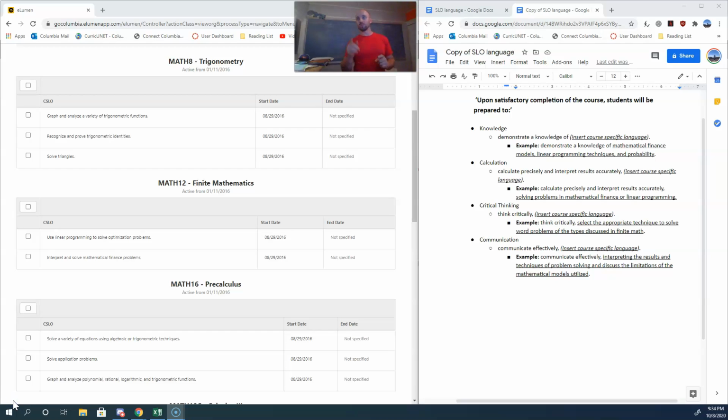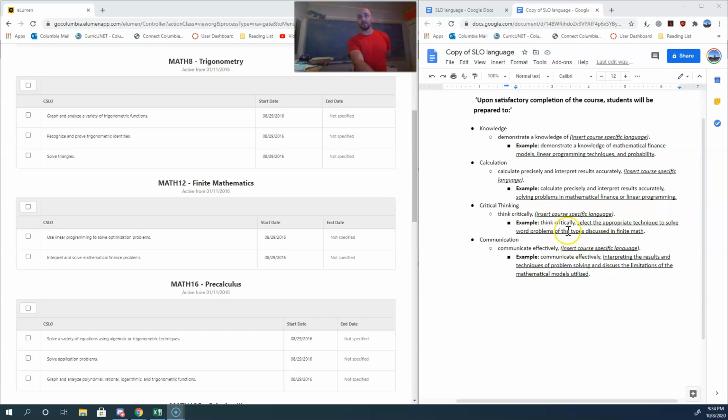Okay, so I'm sure you can see by the timestamp that it took me a couple of minutes, but I think I came up with a couple that I'm okay with. So for my knowledge SLO, I have demonstrate knowledge of mathematical finance models, linear programming techniques, and probability. For my calculation one, I have calculate precisely and interpret results accurately, solving problems in mathematical finance or linear programming.